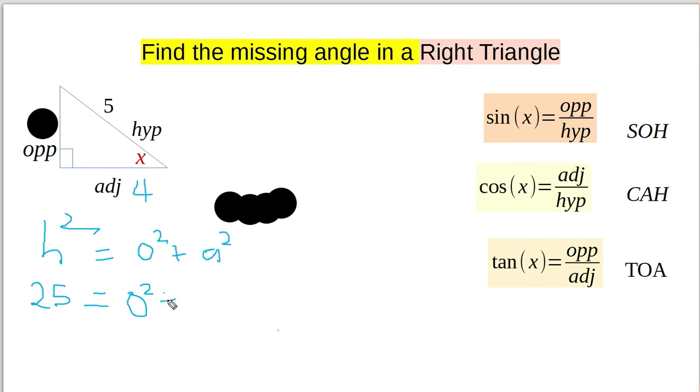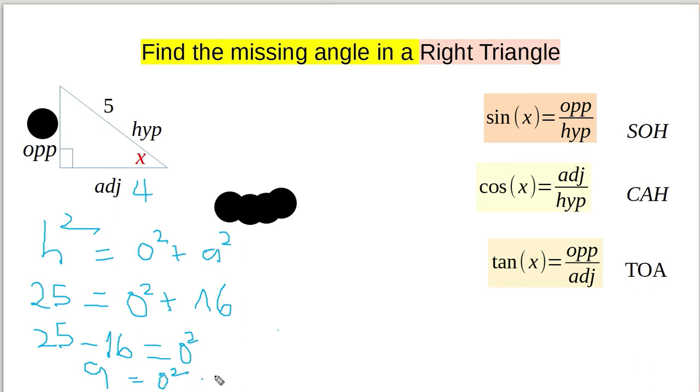And then we know the adjacent side. 4 squared is 16. Now to find o squared, or the opposite side, we have 25 minus 16. If I move the 16 and it crosses the equal sign, it becomes minus. So it's equal to o squared. Now 25 minus 16 is 9. So 9 is equal to o squared.